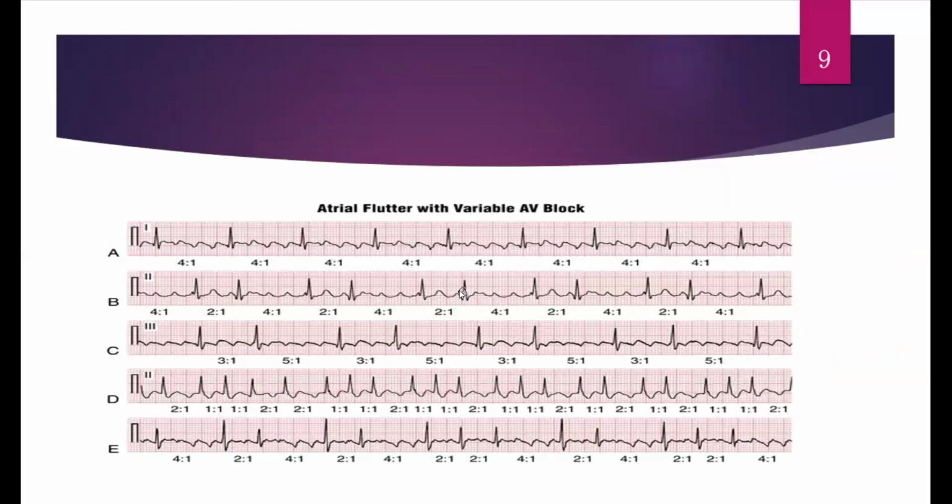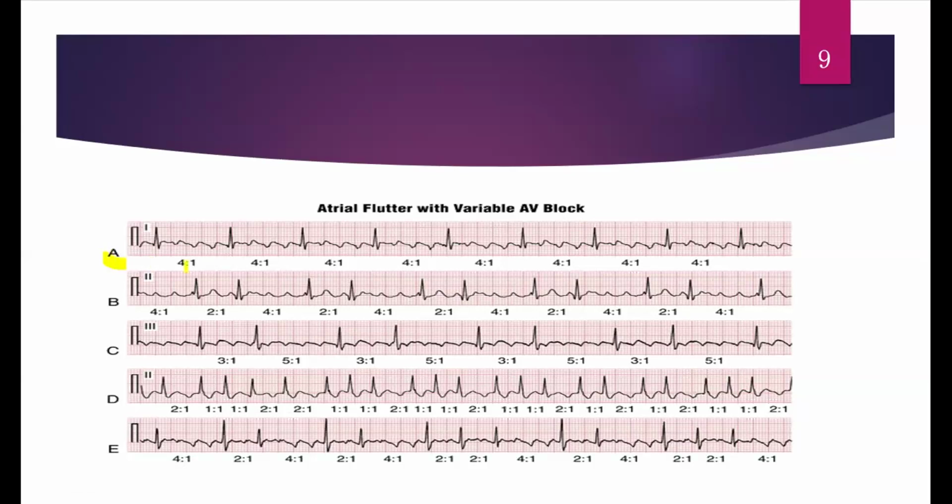Sometimes the atrial flutter will not be regular. It will have a variable block. In the AV nodal pathway, some of the impulses will be blocked in a different fashion, and some of them will be blocked in a different fashion. So the first one, A, is a regular atrial flutter.